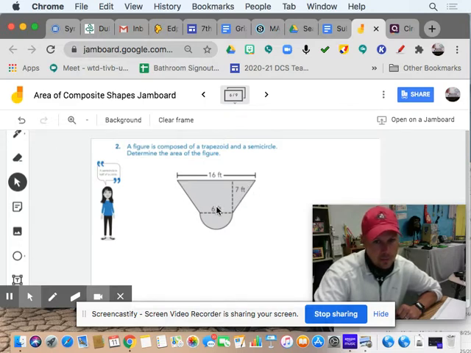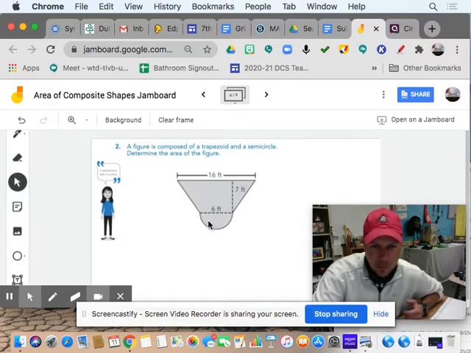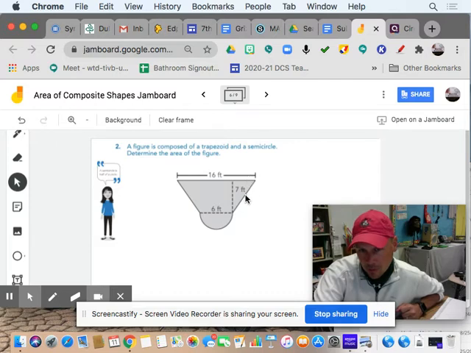Find that trapezoid, use the formula for the area of a trapezoid, and then add on this half circle. And yes, you would need to find the area of a half circle, not a full circle. You can put those together and be done. Could you find this triangle right here? Absolutely.